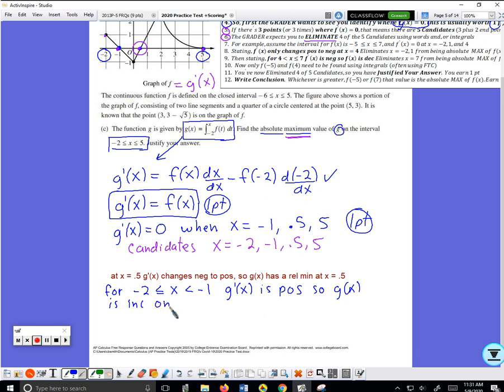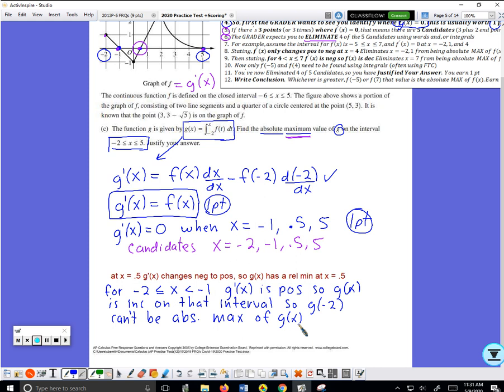On that interval. Which means G of negative 2 can't be the absolute max of G.